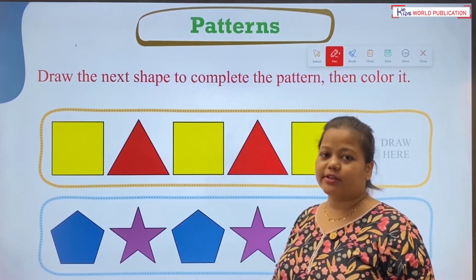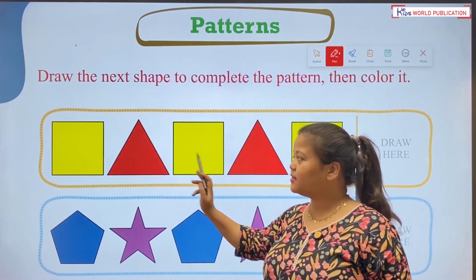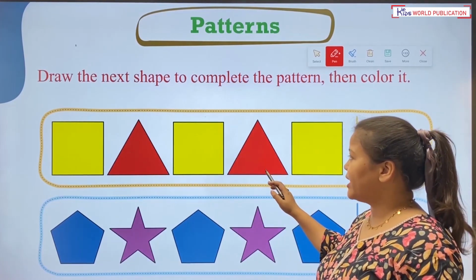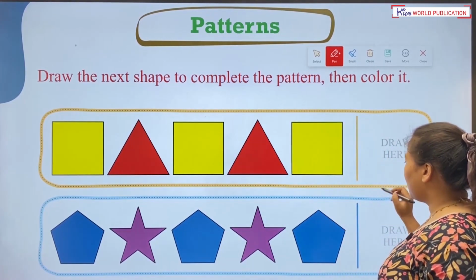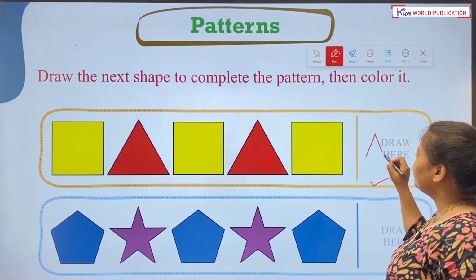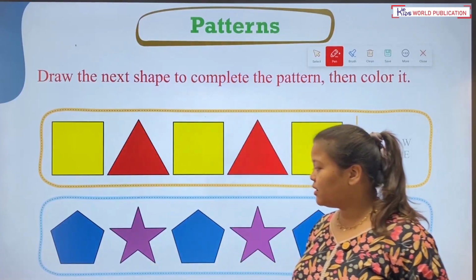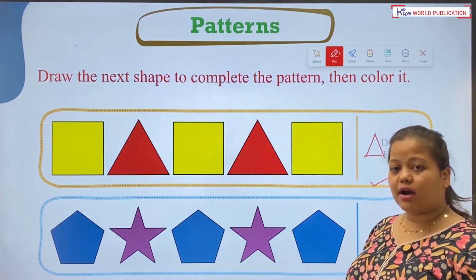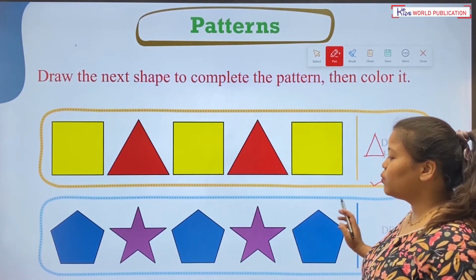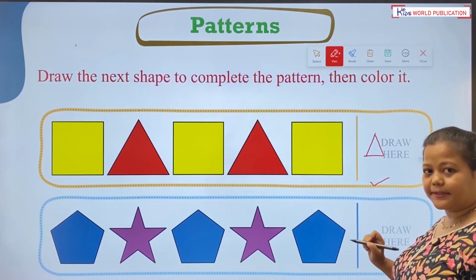Patterns. Draw the next shape to complete the pattern, then color it. So kids, here you can see square, triangle, square, triangle, square. Now, what comes next? A triangle. So you will draw here a triangle. Hexagon, star, hexagon, star, hexagon. So what comes next? A star. You will draw a star here.